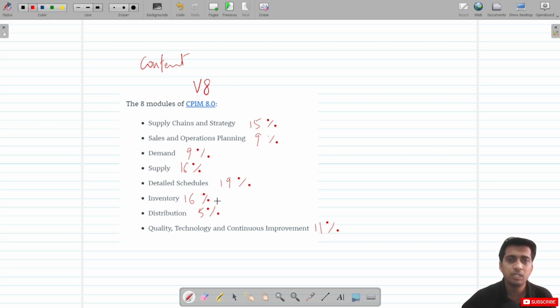Here I have also written the percentage each one would contribute. This is the structure of the volume which each topic is going to contribute. So this is it about the version 8 update.